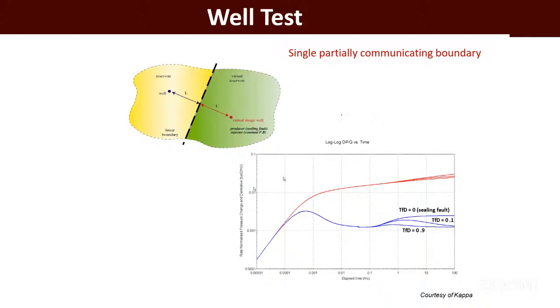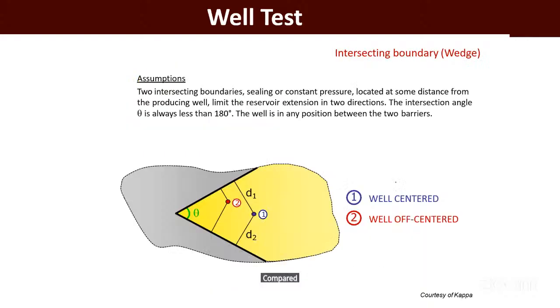In case we have a partially communicating boundary, we'll have some kind of increase and then it will come back again to the infinite line. However, if I have a sealing fault, it will be up compared to this performance.